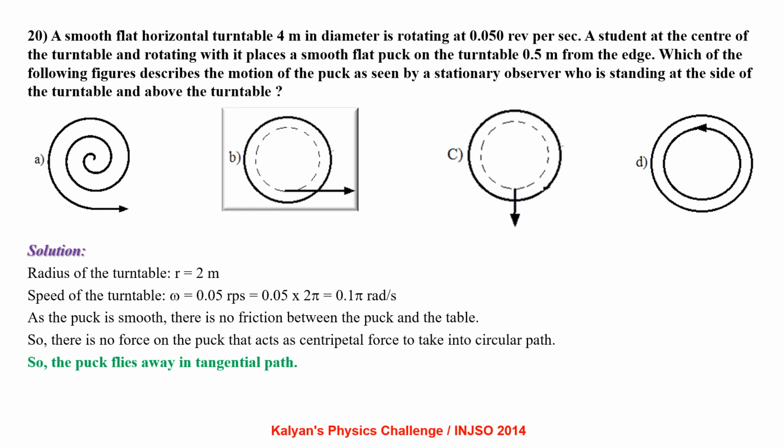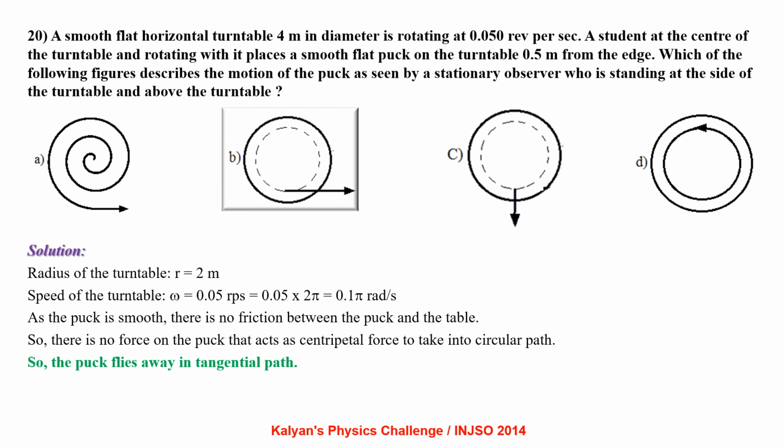A smooth flat horizontal turntable 4 meter in diameter is rotating at 0.05 revolutions per second. A student at the center of the turntable, rotating with it, places a smooth flat puck on the turntable 0.5 meter from the edge. Which of the following figures describes the motion of the puck as seen by the stationary observer standing at the side of the turntable and above the turntable?